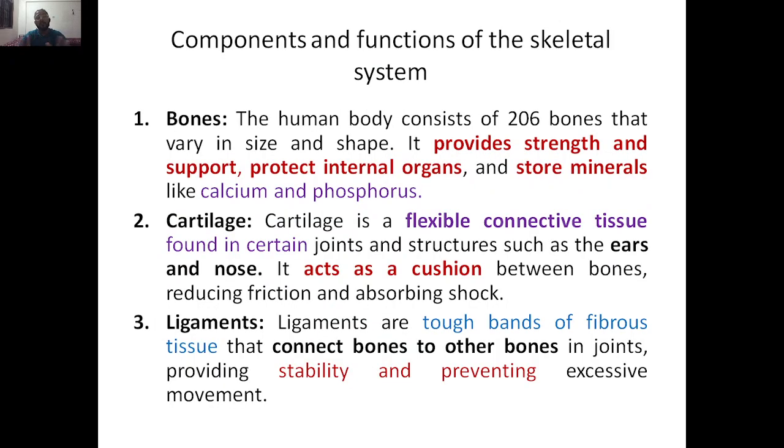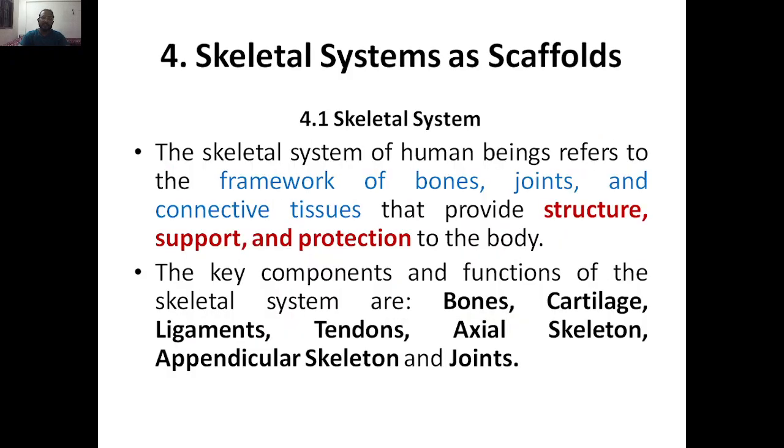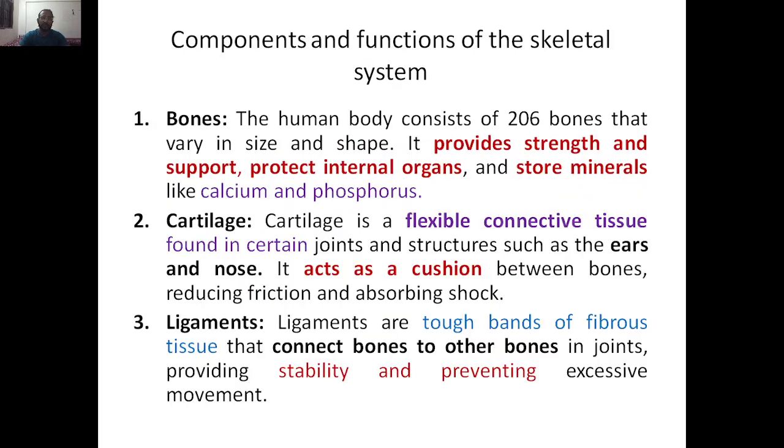So components and functions of the skeletal systems. So what are these all things what we just saw here? We will discuss one by one. So what are bones? Obviously we know that the human body consists of 206 bones that vary in size and shape. It provides strength and support, protects internal organs, and stores minerals like calcium and phosphorus. All these things can be done by the bones.